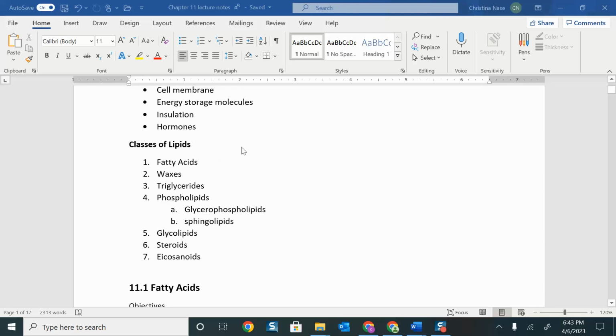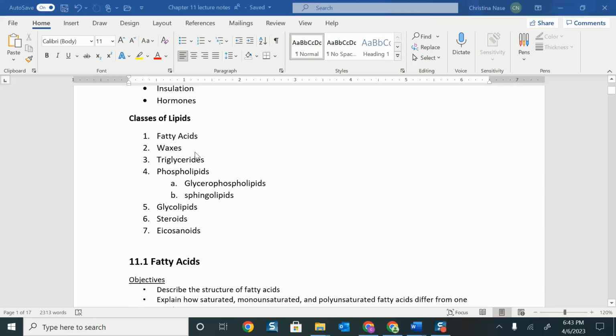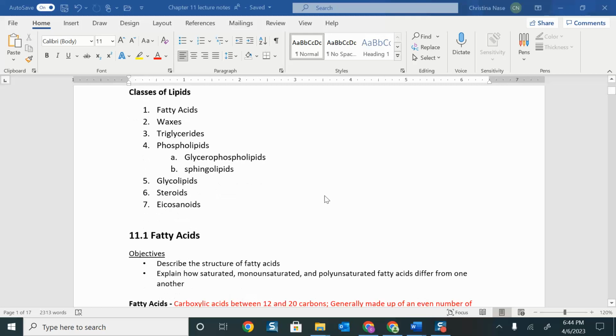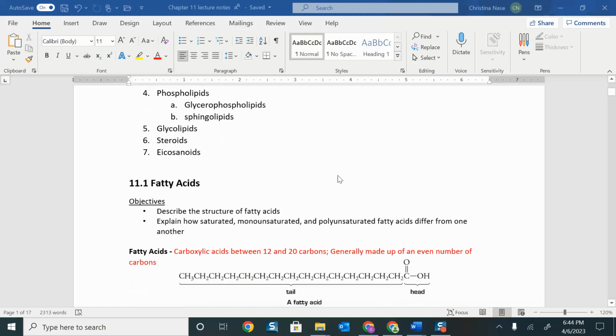Different classes of lipids will have fatty acids and waxes. Triglycerides are going to have a glycerol backbone with 3 fatty acids. We're going to have 2 types of phospholipids. Phospholipids are going to have some phosphorus in there, some phosphate, and then we separate them based on what type of backbone they have. Do you have a glycerol backbone? Do you have a sphingosine backbone? Glycolipids are going to have some sugars involved there. And then we'll look at steroids and eicosanoids. Those are kind of fun too.